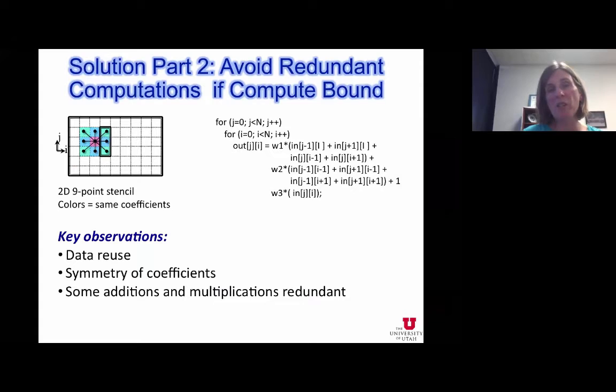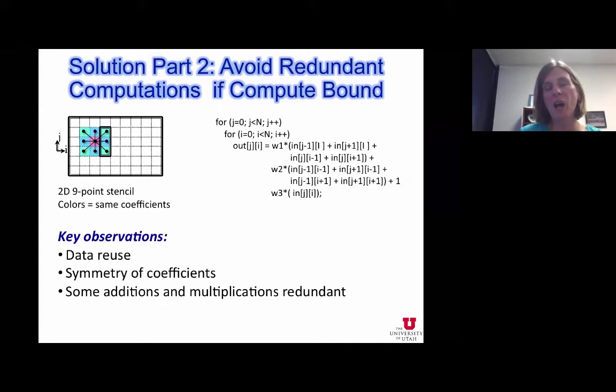Solution part two is to avoid redundant computations if your code is compute bound. If you look at this 2D 9-point stencil, you can see that there's a whole lot of redundant computation going on. Not only are we loading redundant data, but some of the adds and multiplies are also redundant. What we can do is take advantage of the fact that these coefficients are symmetric in the two dimensions, and consequently, the additions and multiplies are redundant.